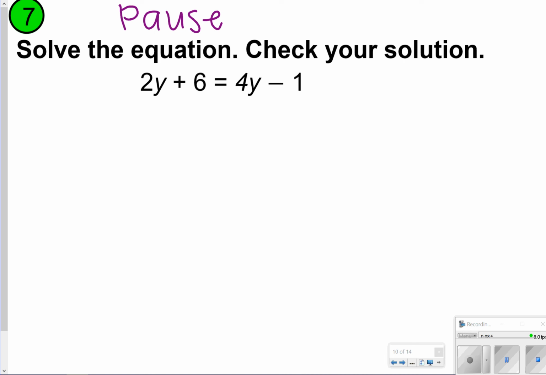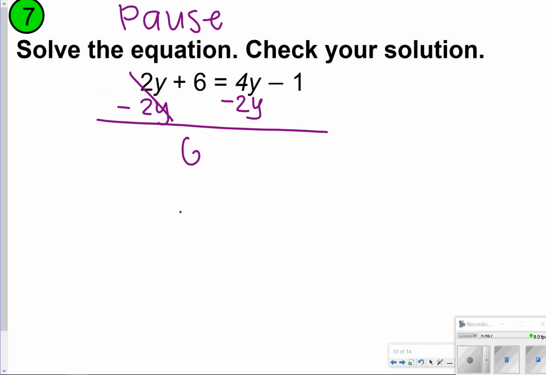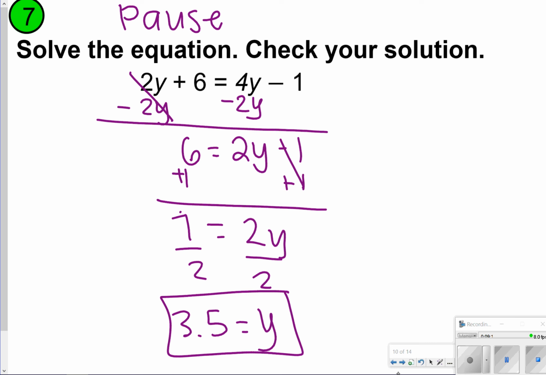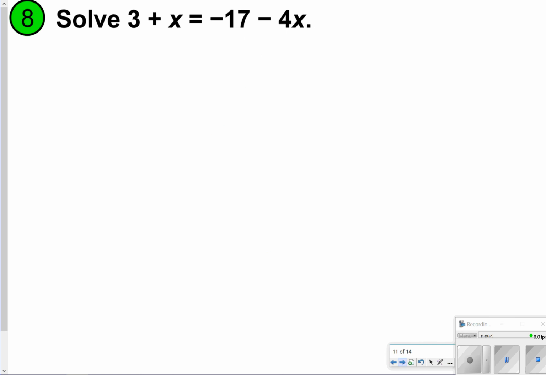Alright, so what I did is I moved 2y over to the right. Once you move 2y over to the right, you are going to see that these 2y's cancel out, so all you have left is 6 is equal to 2y minus 1. I'm going to add 1 to both sides, so I get 7 is equal to 2y, and then divide both sides by 2, y is equal to 3.5. Okay. Number 8, again, moving things. Let's go ahead and pause, try it, and then click play.